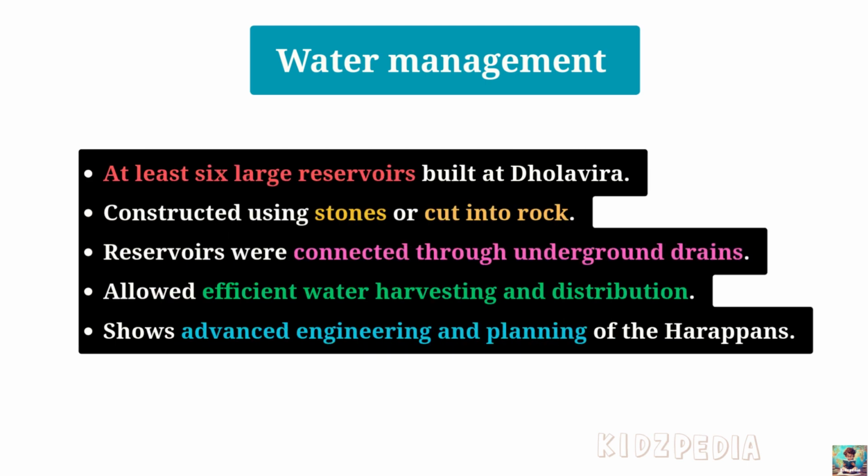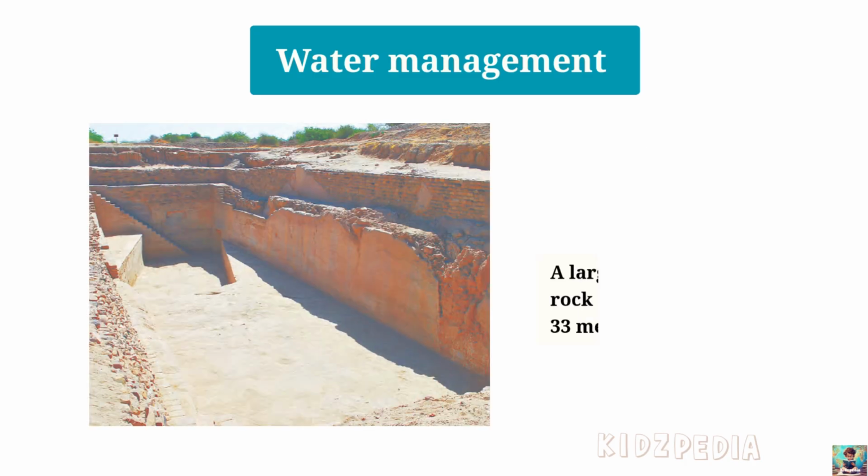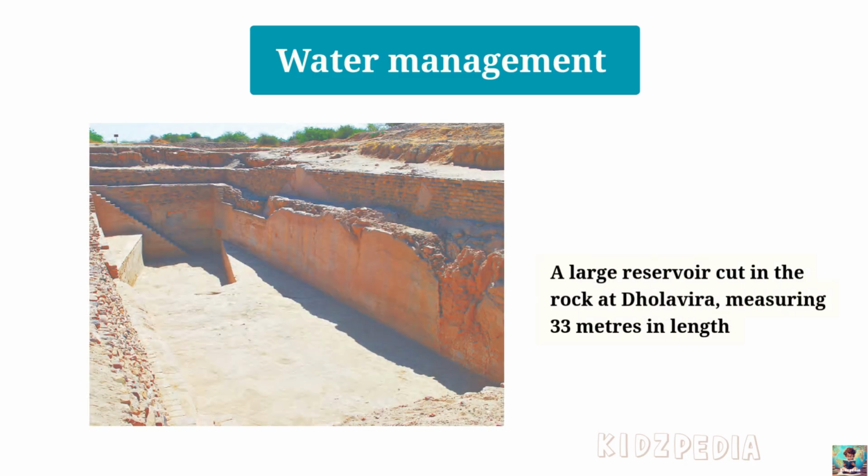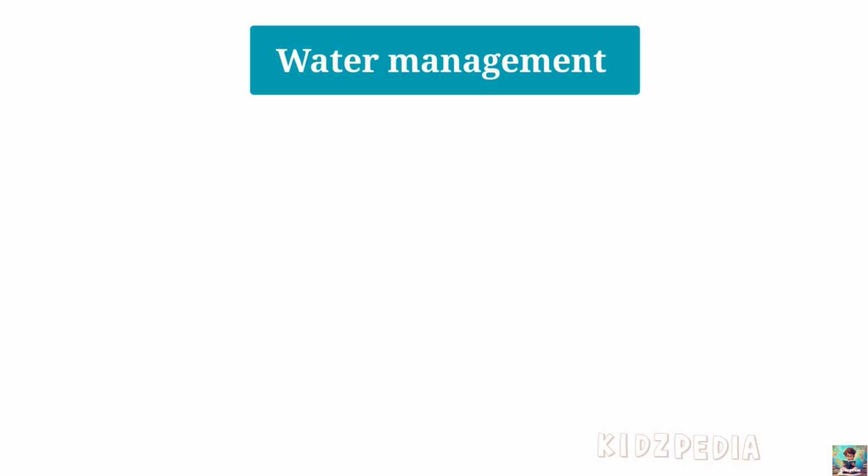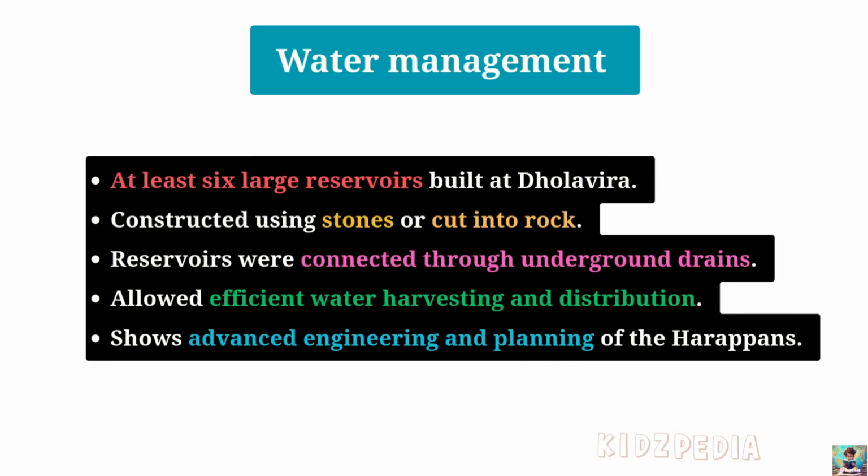At Dholavira, the Harappans built at least 6 large reservoirs. These were made of stones or even cut directly into rock. Most reservoirs were connected through underground drains. The system helped in efficient water harvesting and distribution across the city.